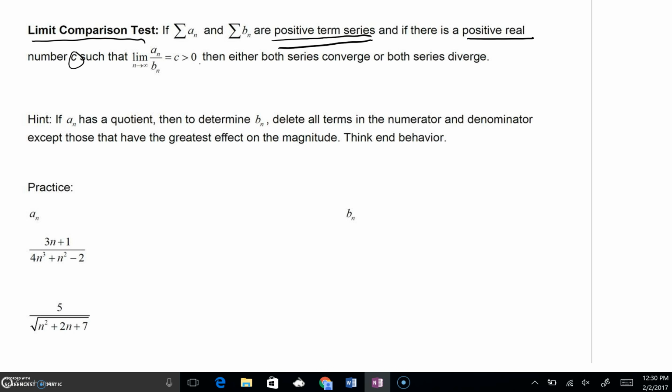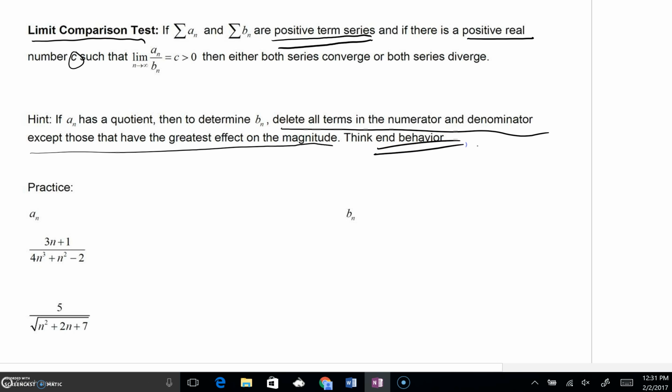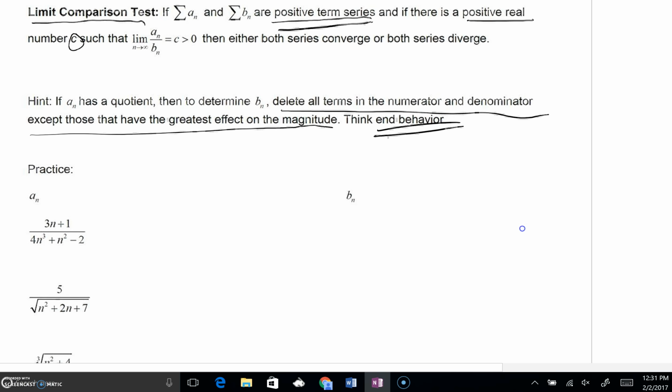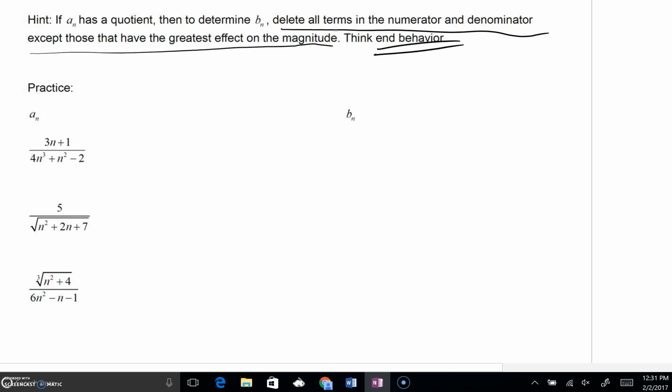How is this a huge help? Well, if A sub n is written as a fraction, a quotient, to determine that second series, delete all the terms in the numerator and denominator except those that have the greatest effect on the magnitude. Think end behavior. And I'll tell you what, your B sub n, outside of doing some end behavior, you want to see a P series or a geometric series in the end. Take a look at A sub n with me right here, a little bit of practice.